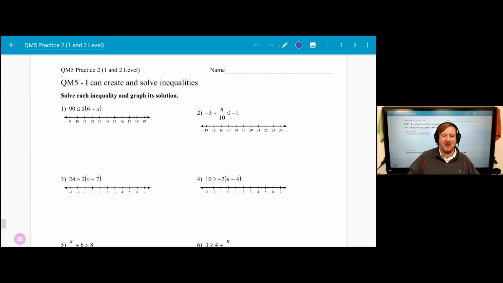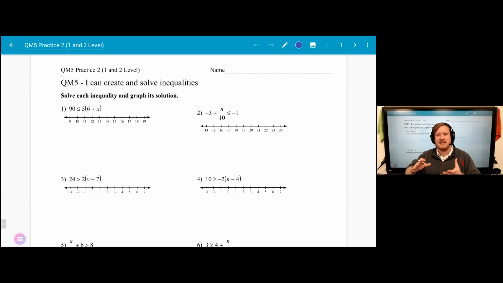Hey, hello, Algebra 1. Let me take you through a bit of QM5 Practice 2, the 1 and 2 levels. Now, in the work that we've already done so far, we've done the solving part of this, solving for the inequalities, but we also need to know how to graph these solutions. So that's the second part of that. Again, this is your 1 and 2 level.